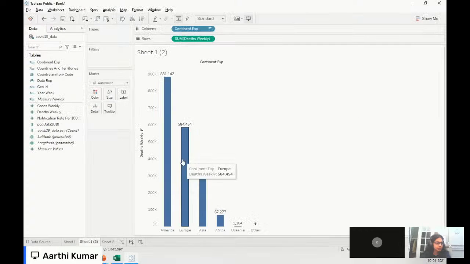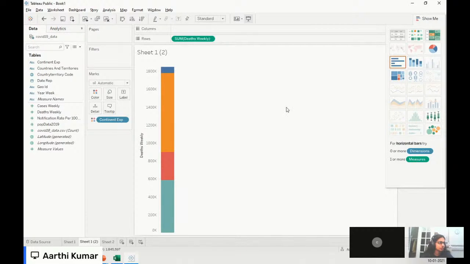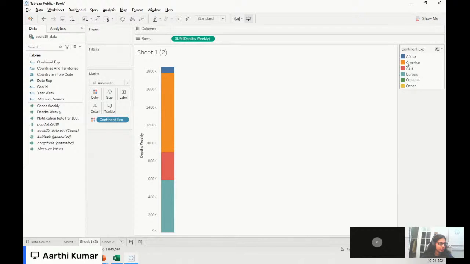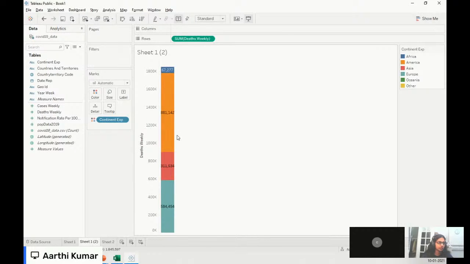So in our case, let's say here, if we want to create this into a stacked bar, you have that option over here. So when you click on this, all the continents take up the color as another dimension and are represented as a single bar graph, right? So this is a stacked bar.